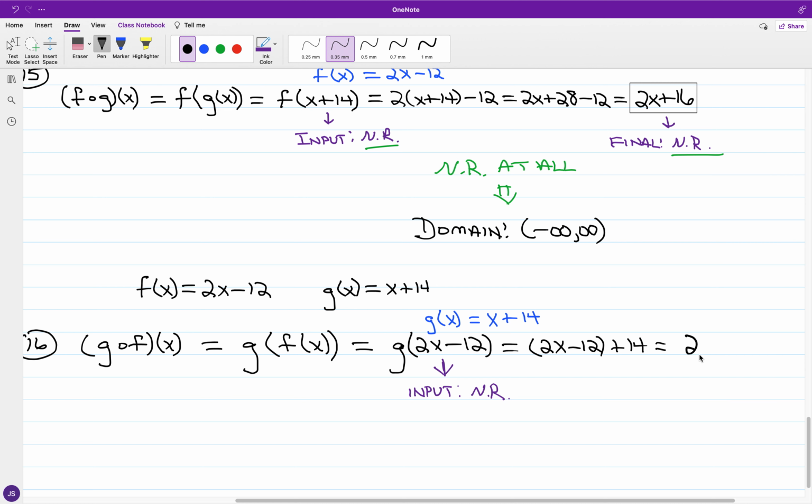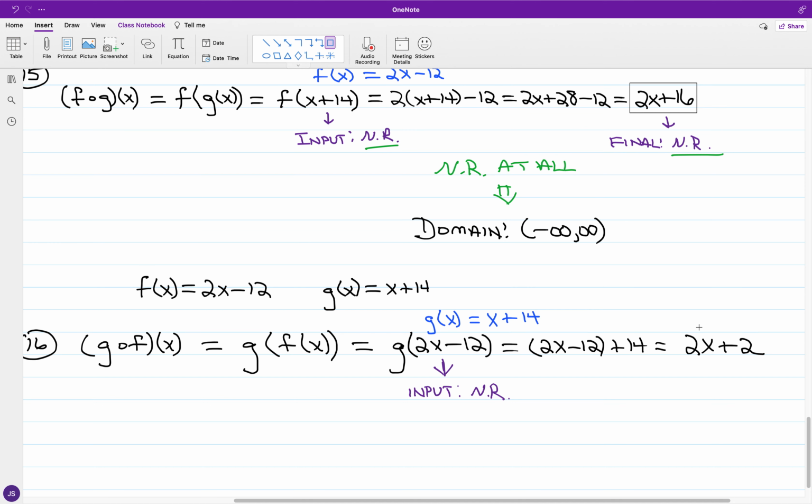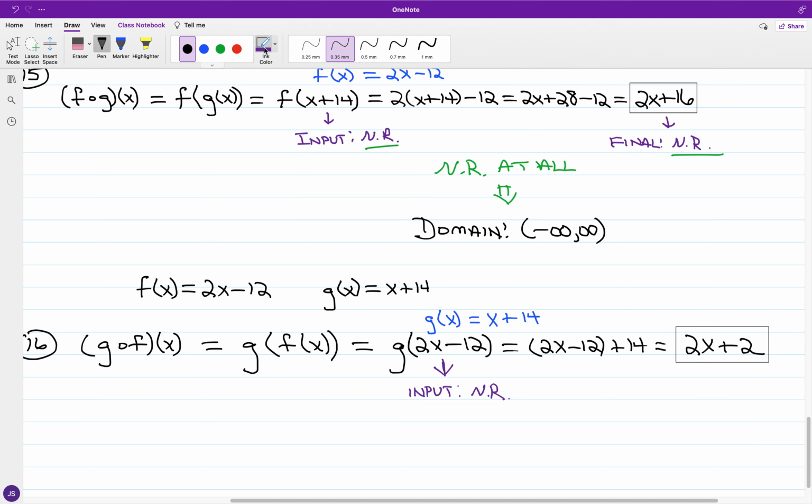And so for what we have here, we're going to have 2x, and negative 12 plus 14 is going to result as a positive 2. So for this composition, we end up with 2x plus 2. And for this output, again, we have a linear statement, and there is no restriction. Input has no restriction, final output has no restriction. So you have no restriction at all.